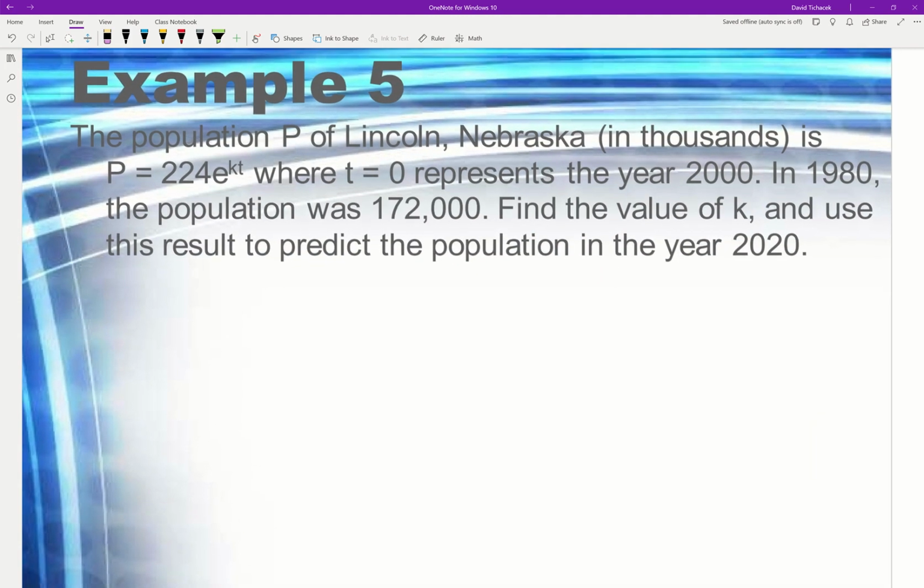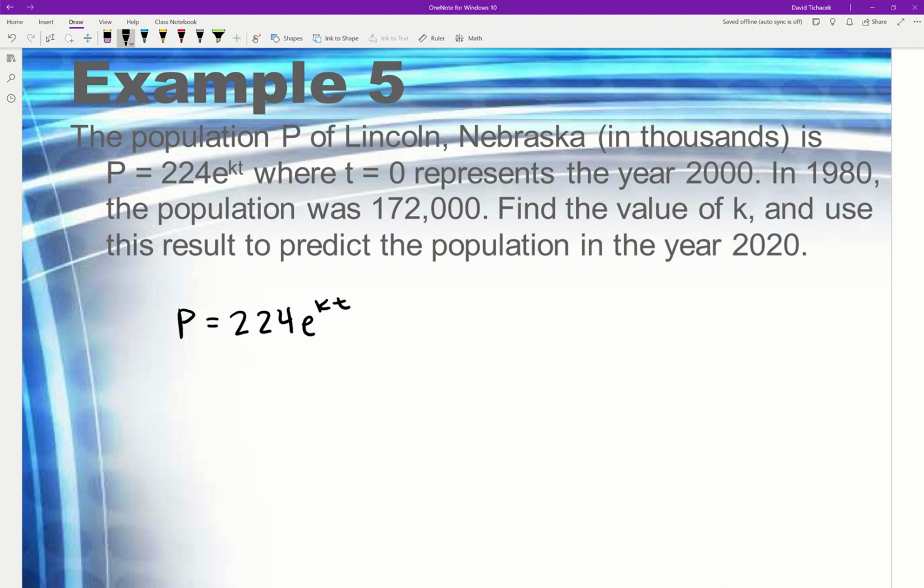So example 5, the population P of Lincoln, Nebraska in thousands is going to be represented by that exponential model right there. P is equal to 224 times Euler's number to the power of K times T, where it says here that T being equal to 0 represents the year 2000 in this problem. Okay, so let me go ahead and copy that model down here just so we can go ahead and work with it later. So there we go. Okay, so it says in the year 1980, the population was 172,000. What we need to do is we need to figure out what K is first, and then use this result to predict what the population in the year 2020 is going to be.